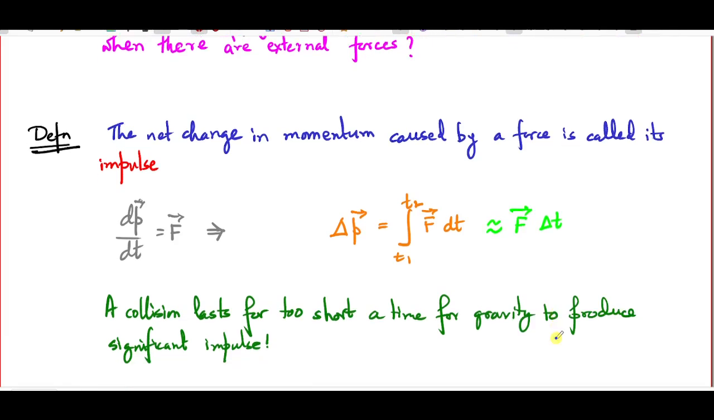Now, the special thing about collisions is that a collision lasts for too short a time for gravity or similar forces to produce significant impulse. The force of gravity may be rather large or small, but the time during which a collision acts is really a tiny fraction of a second, during which time the impulse produced by gravity or similar forces would be insignificantly small.